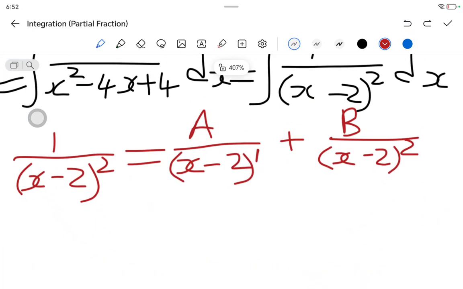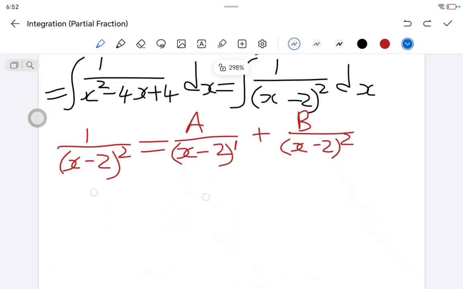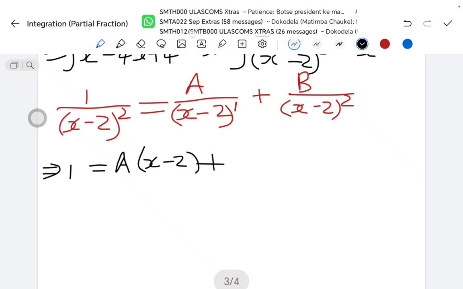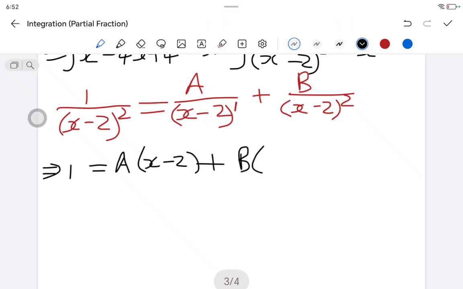As long as the degree of this x is 1, this one will remain a constant. If it was a 2, this would be some difference there. But for now, let's focus on these ones of 1. So what we do from now on is solve for a and b. We're going to multiply by this both sides. Here we get 1. One of these will cancel, you have x minus 2 plus b. Yeah, this will entirely cancel.